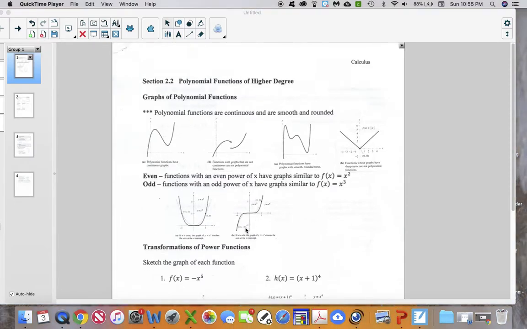What you will need to do is, on my front table, it's the furthest stack to the left, your left or my right. There will be section 2.2 notes for calc. Grab that, pass those out so that you can fill these note sheets in as you're watching this video.